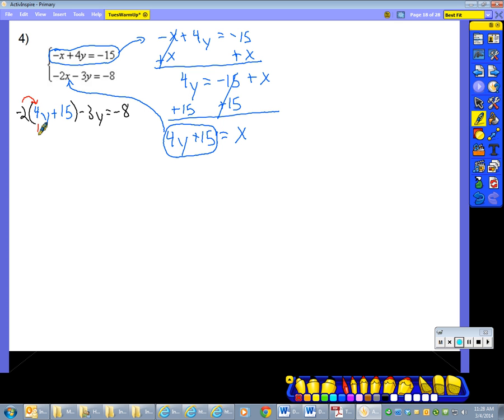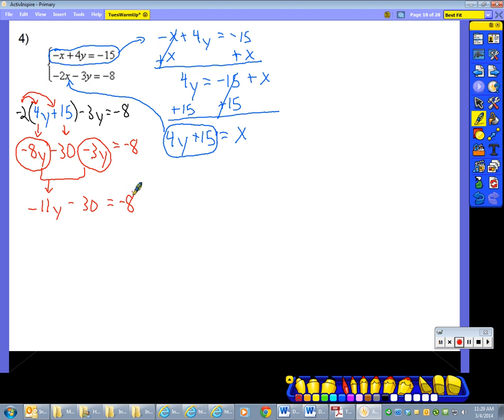So a negative 2 times a positive 4y is a negative 8y, and a negative 2 times a positive 15 is a negative 30. And then we have a negative 3y equals negative 8. So I just bring down the rest of it. And so now what I can do is I can combine like terms. I've got negative 8y and negative 3y. Whenever I combine those, I'm going to get a negative 11y minus 30 equals negative 8.